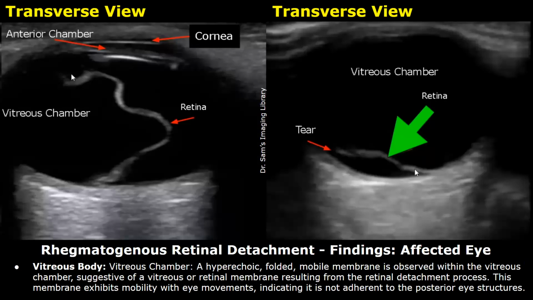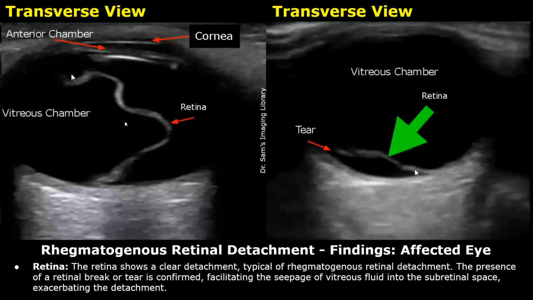These are the findings. Vitreous body. A hyperechoic folded mobile membrane is observed within the vitreous chamber, suggestive of a vitreous or retinal membrane resulting from the retinal detachment process. This membrane exhibits mobility with eye movements, indicating it is not adherent to the posterior eye structures.